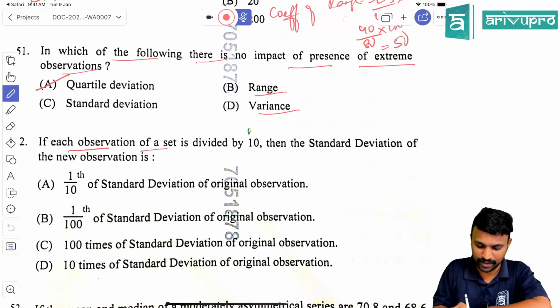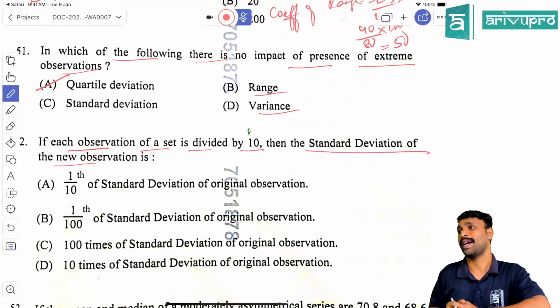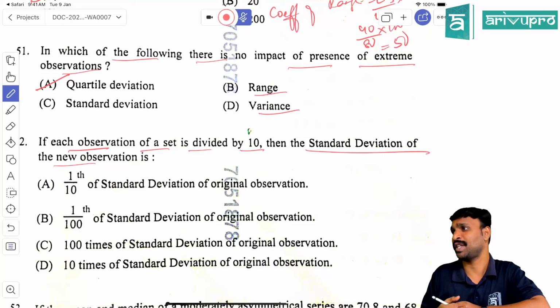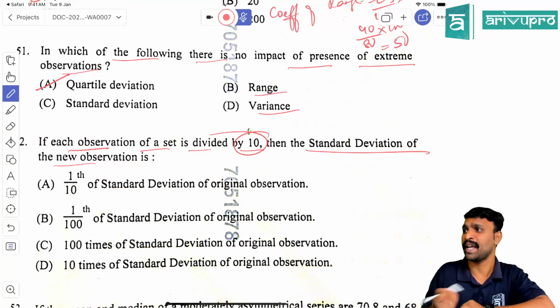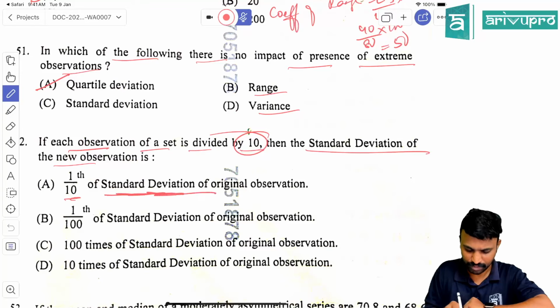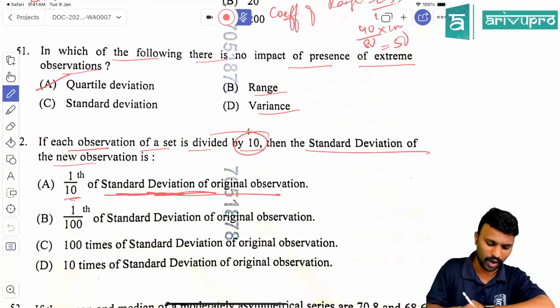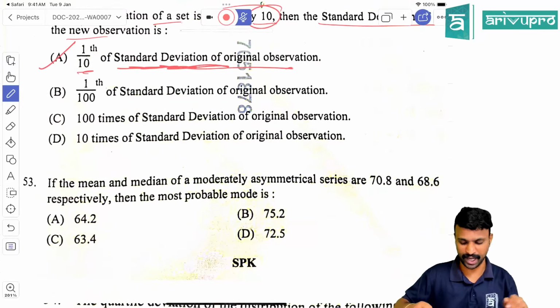If each observation of a set is divided by 10, then what is the standard deviation of the new observations? Guys, dividing or multiplying means change of scale. So by doing a change of scale, SD will definitely change. Only by shift of origin, SD will not change. So if you divide each observation by 10, SD also gets divided by 10. So the new SD is going to be 1/10 of the standard deviation of the original observations. Option A is the right answer.